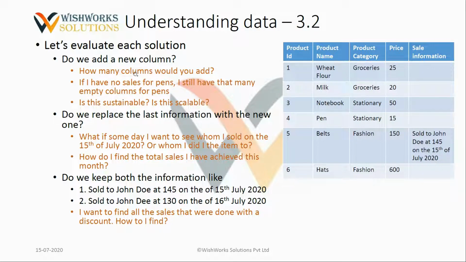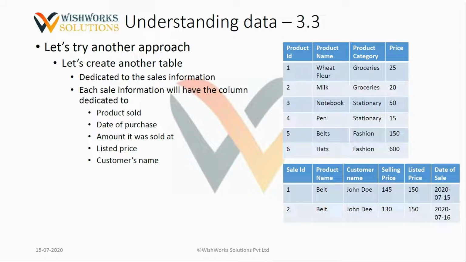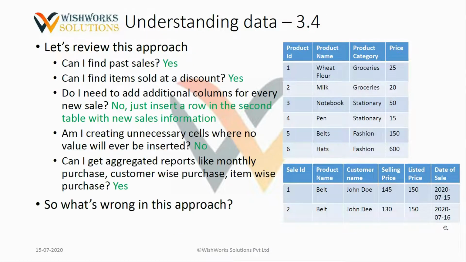Okay. Now the next question is, how many columns do I need to add? The thing is, I don't have to add any further columns. I just simply insert another row. If tomorrow say John Doe comes again and purchases a belt again, then I'll just simply add another row here, like three belts John Doe sold at say 145 again, 150, and then date of sale would be 17th. So that's how it progresses.